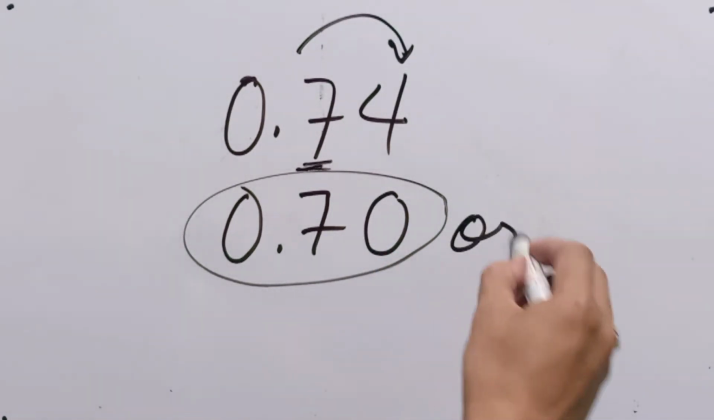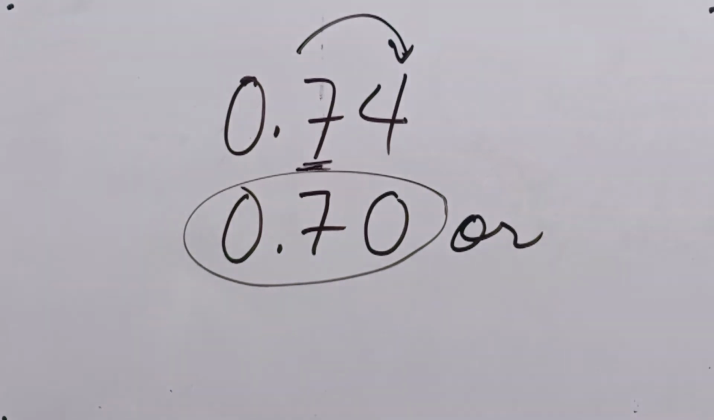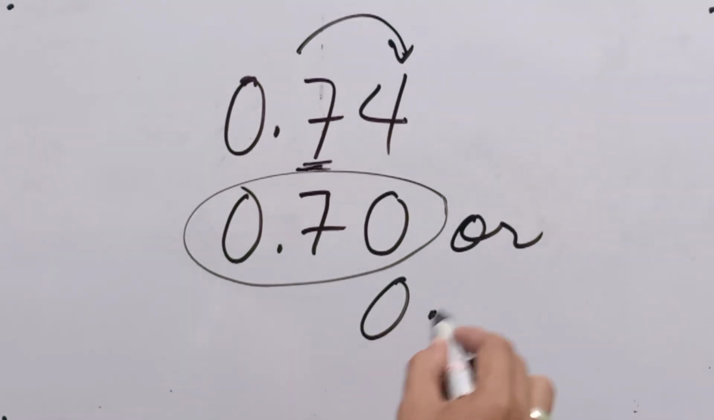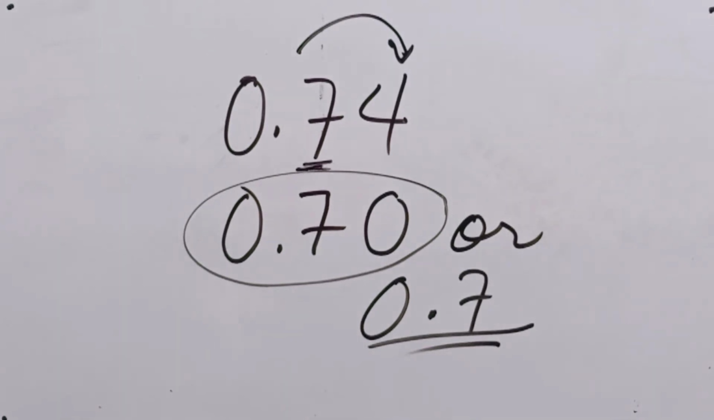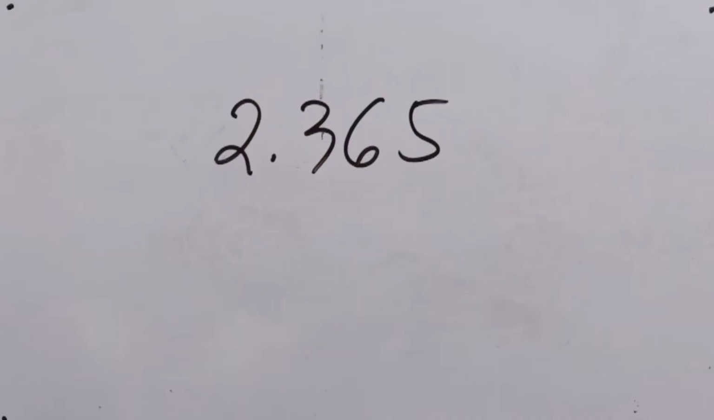For decimal numbers, the zeros to its right can be removed. So we can say 0.70 is just the same as 0.7. So 0.70 or 0.7 are just the same. This time, let's round off the hundredths. Hundredths with TH-S. What digit is in the hundredths place? Yes, it's the digit 6.